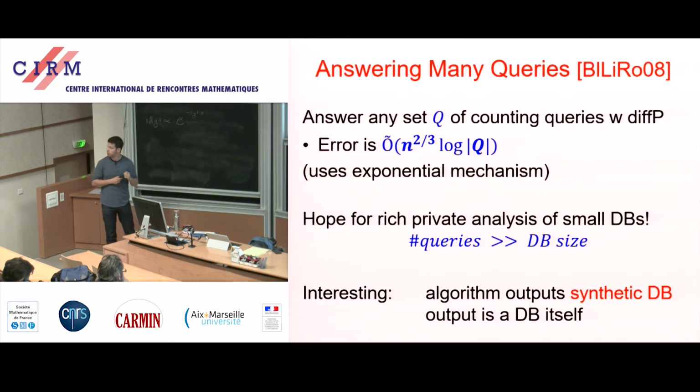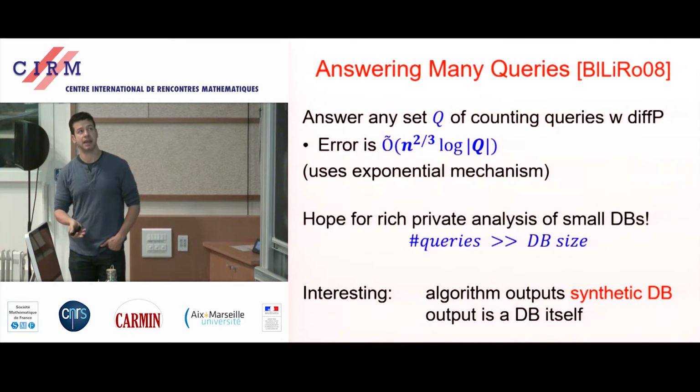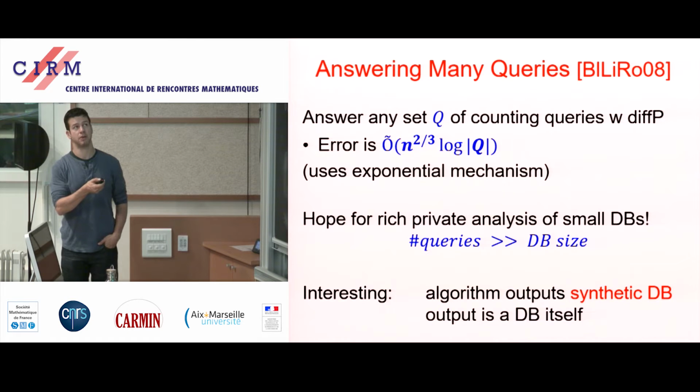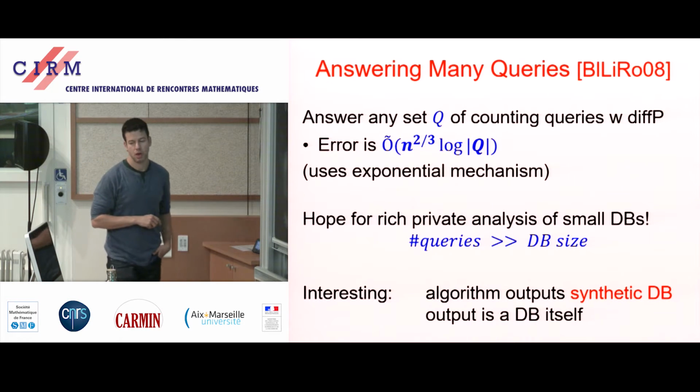Okay, so in the little time that I have left, I promised you I would show you how to answer exponential sets of queries, and I want to show you how to do that. So this is an algorithm due to Blum, Ligett, and Roth that shows how to answer any set of counting queries. So you specify a set of counting queries, and it produces answers to all of these queries simultaneously, where the maximal error over any of the queries is about n to the 2/3 times log the number of queries. Okay, so not quite the square root n that I promised you, but pretty close.